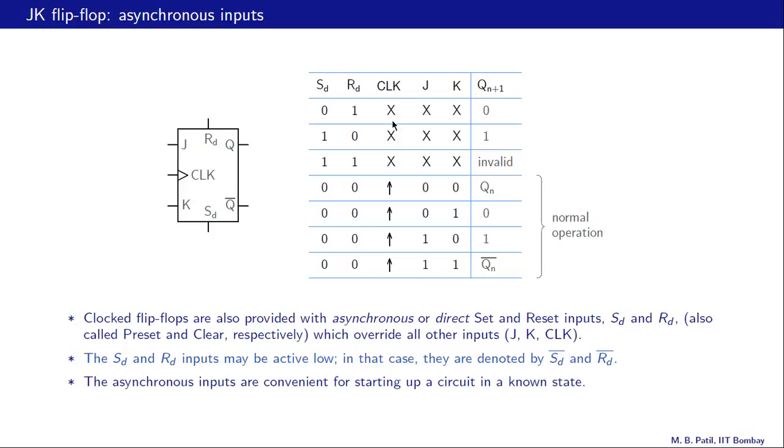And now it is clear why these inputs SD and RD are called asynchronous, because the operation is not related to the clock. These inputs simply override the clock. When SD is 1 and RD is 0, then Q becomes equal to 1, again irrespective of these other three inputs, and SD equal to RD equal to 1 is not allowed.